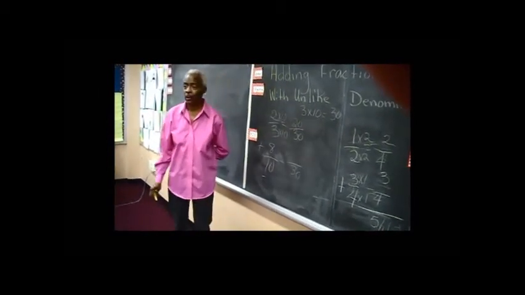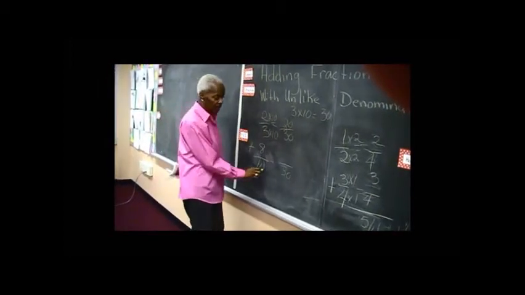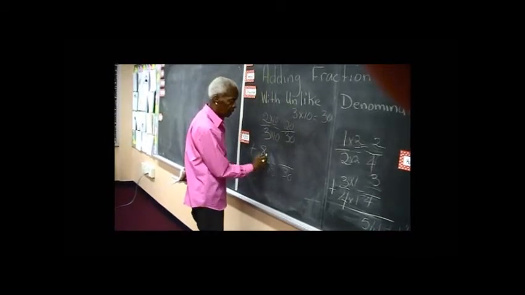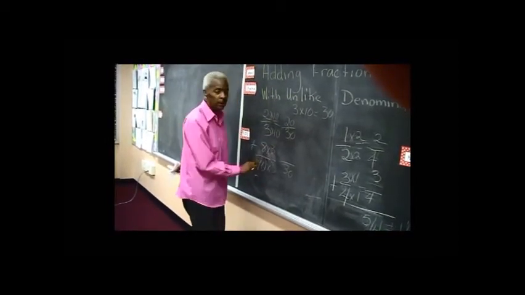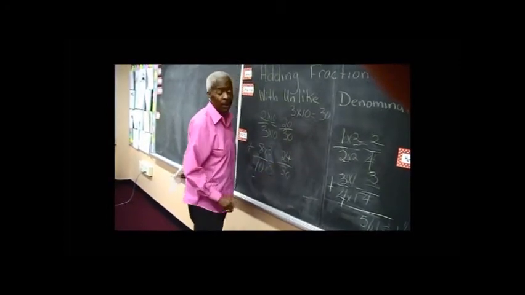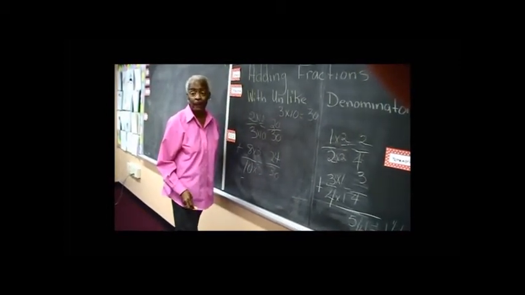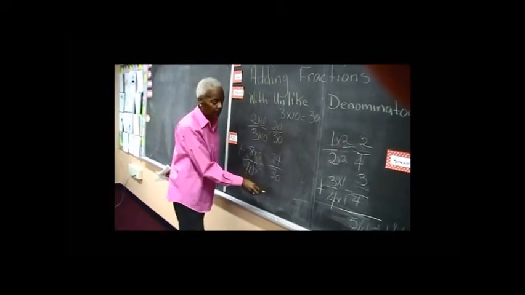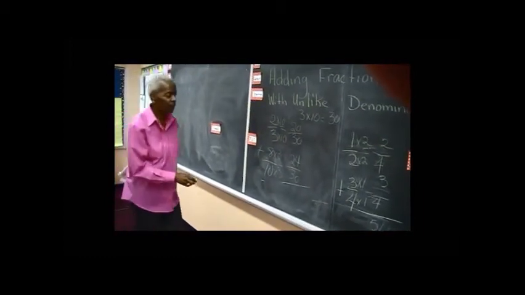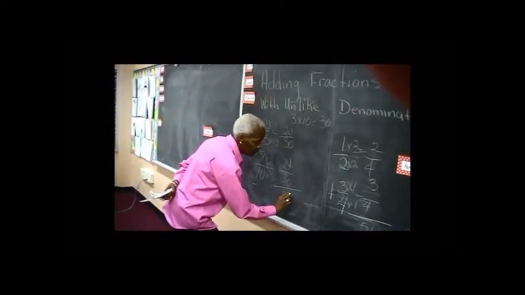Let's look at the second question. 10 times what equals 30? 3. Good. 8 times 3 equals what? 24. Very good, okay. Now can we add? Because now we have like denominators, correct? Okay, 20 plus 24 equals? 44. 44, very good. Over 30.